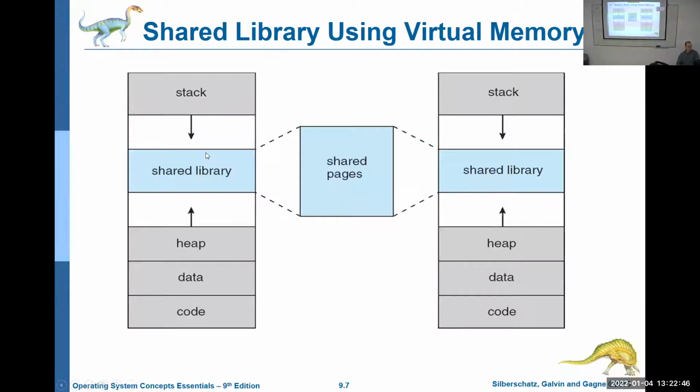Okay, shared library using virtual memory. Here's a graphic representation. The shared library is somewhere in memory, somewhere between the stack and the heap, let's say. And I can have shared pages in the virtual space, and this is the physical. In the virtual space, each process thinks it has a copy of the shared library, but really they're on shared pages between the two of them. In other words, the library function is only once in memory, but it's in two virtual spaces for two different processes.